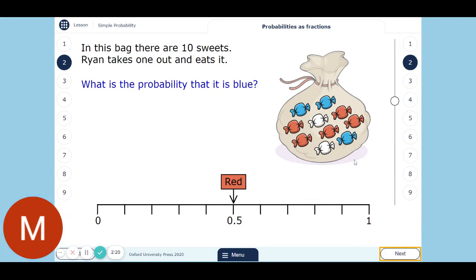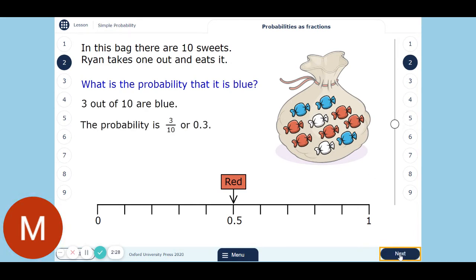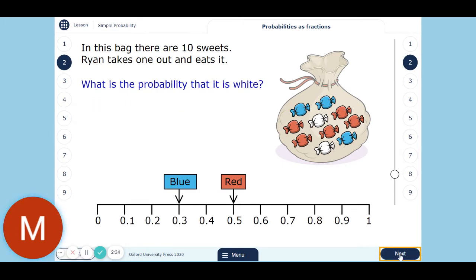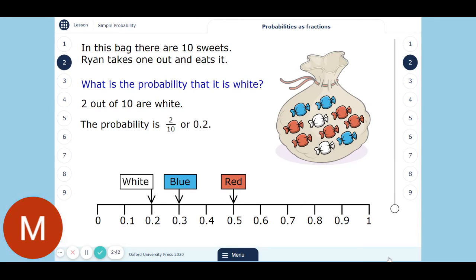If we talk about blue sweets, there's 3. We're not going to say unlikely. We're going to say that it's 3 out of 10, which is the same as 3/10 or 0.3. And if we do the same with the white sweets, well, that's 2 out of 10, which is the same as 2 over 10 or 0.2. When we know exact numbers of things, we can work out exact probabilities, and we can be much more accurate, because both white and blue, they were both unlikely, but white was less likely than blue, and we know exactly by how much.